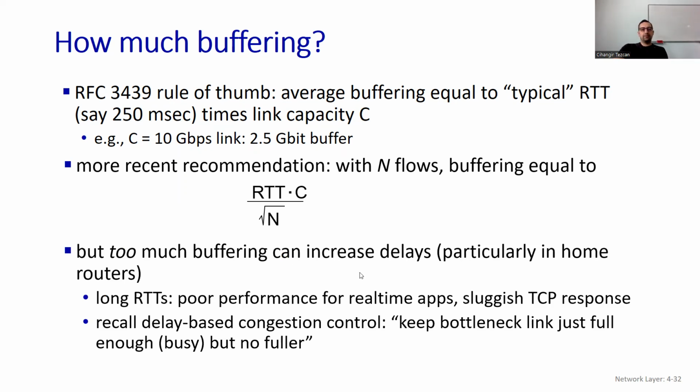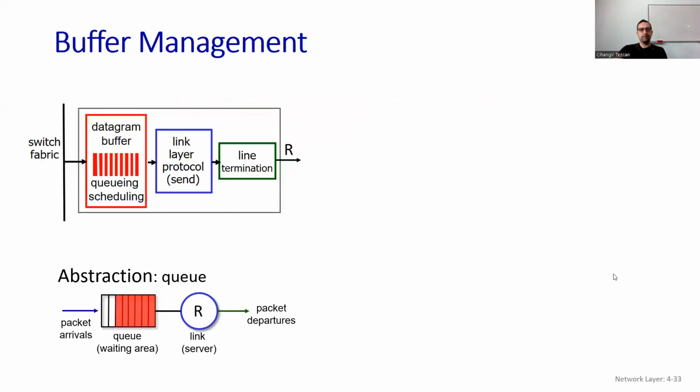But the bad thing here is that too much buffering can increase delays, particularly in home routers. So long RTTs, poor performance for real-time apps, sluggish TCP response. Recall delay-based congestion control: keep the bottleneck link just full enough, busy but not fuller. That is the main idea.